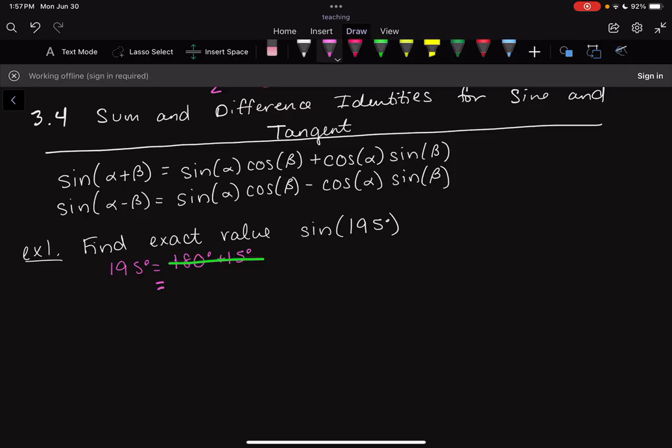We can do 45 and 150. This is good because 45 I know stuff about, and then 150 has a reference of 30 degrees. I can also do 135 plus 60. This one works because 135 has a reference of 45. So again, you have some options here.